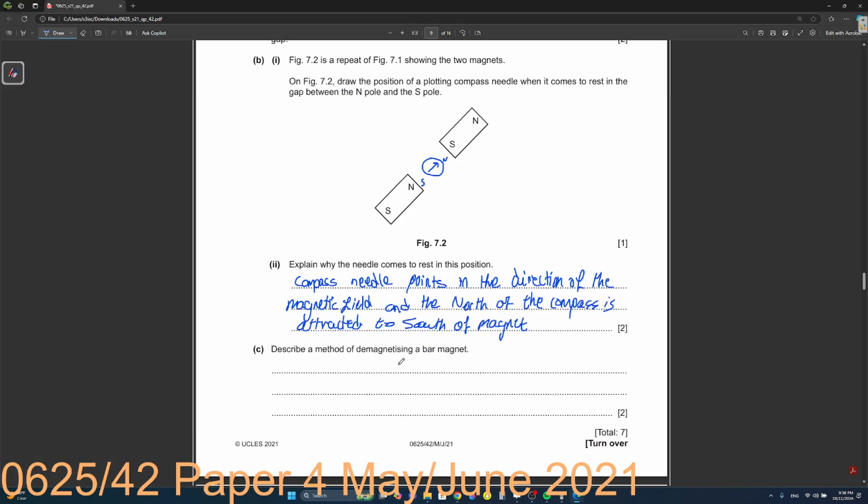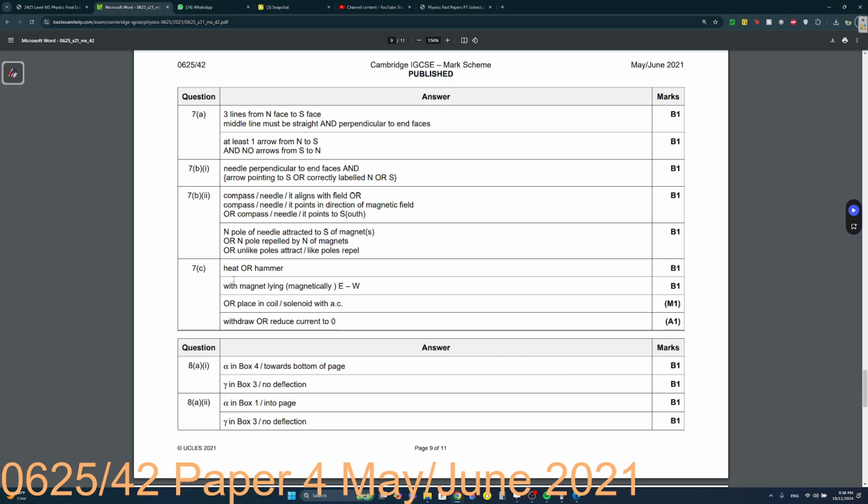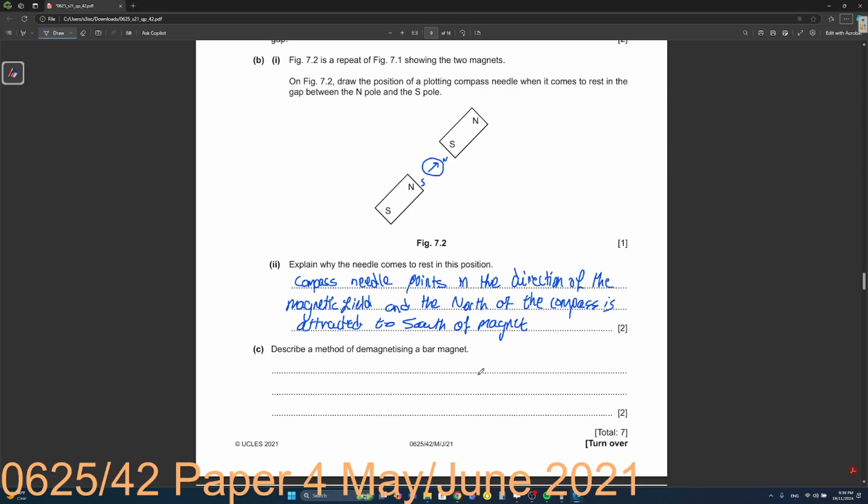Describe a method of demagnetizing a bar magnet. So in the marking scheme, we have 4 different methods. You can choose whatever you want. Well, actually, no, it's 2 methods. This is one method, and this is another method. Okay, so heat or hammer, and you need the magnet lying on the floor, east to west. What does this mean? Yeah, okay. So the easiest one's obviously to smash it with the hammer when the magnet is lying horizontally from east to west. Okay, so that's obviously the easiest one. Just smash it.